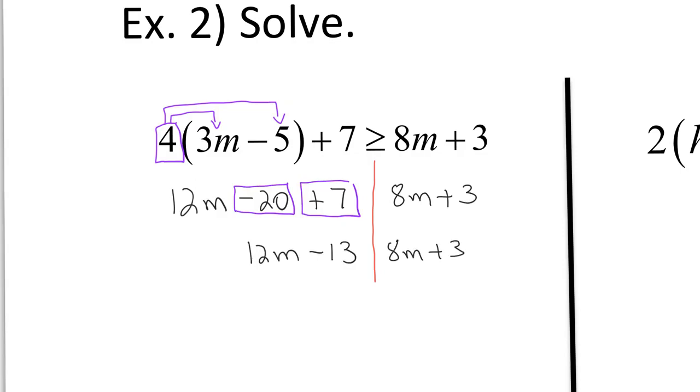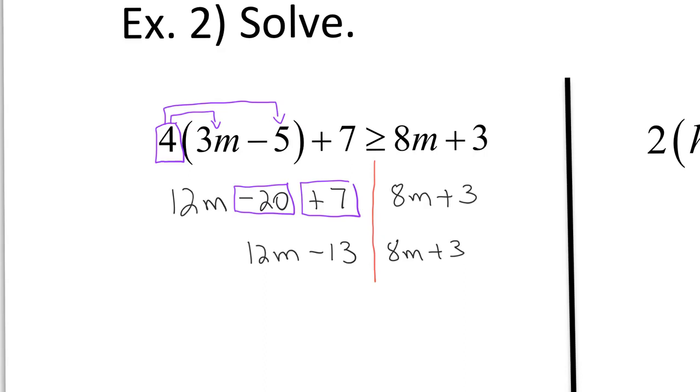Now, I do have variables on both sides, a 12m and the 8m on this side. So I want to get the variables on the same side. That's one of the steps when you solve. You want the variables on the same side. So my way of doing this is I look for the lowest term with the variable. So I have a 12, 8. So 8 is the lowest one.